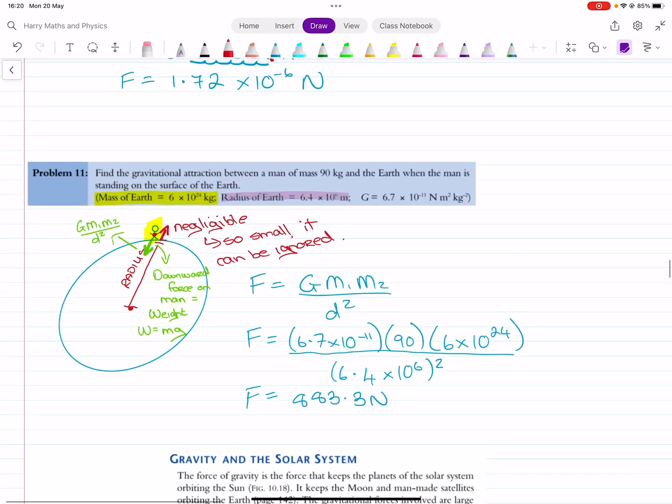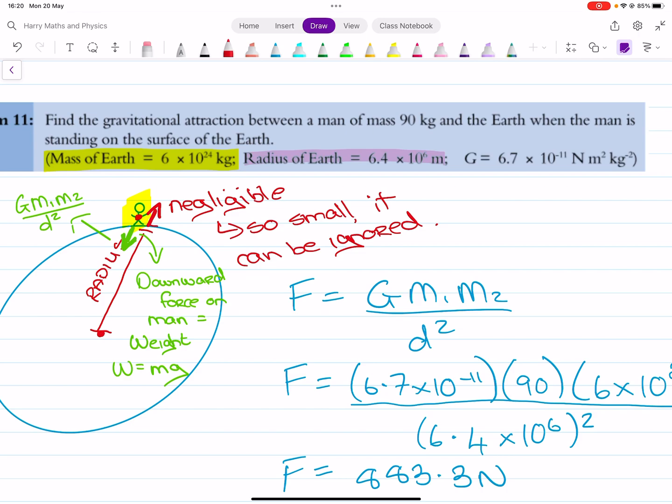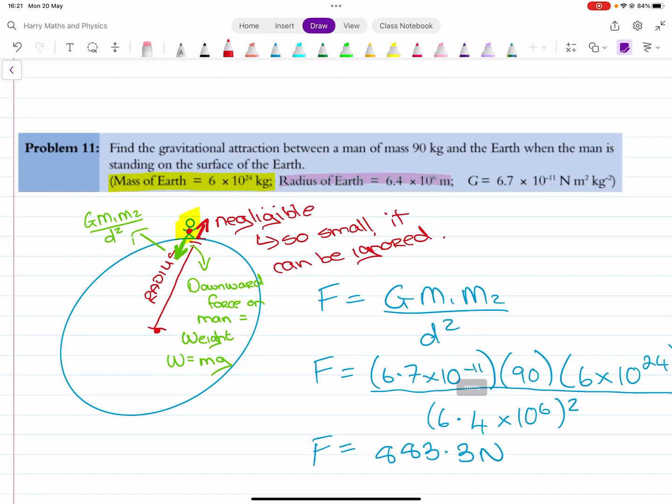So if you're talking about a person on the surface of the Earth, you would have to go from the center of the Earth. Technically speaking, it's from the center of the Earth to the center of the person, but the distance from my toes to my belly button, whether I include it or not, is going to make absolutely no difference because I'm comparing it to the radius of the Earth. It's not going to have any impact on the calculations. So I have there, it's negligible, which means it's so small that it can be ignored.